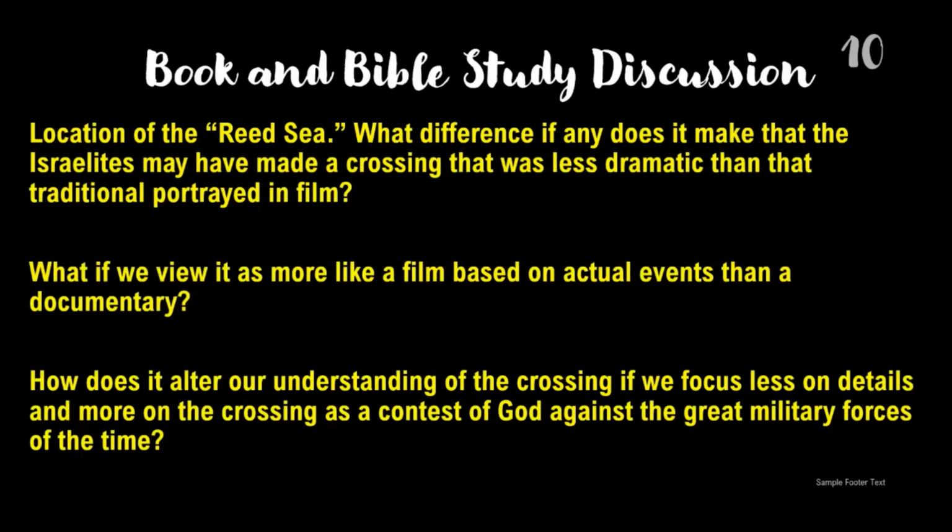So, book and Bible study discussion. Location of the Red Sea. Reed Sea, I'm sorry. What difference, if any, does it make that the Israelites may have made a crossing that was less dramatic than that traditionally portrayed in film? Well, it said in the book that part of where they crossed could be as shallow as 3 feet. Right, so if the wind blew the water away, they'd be able to walk on dry mud.